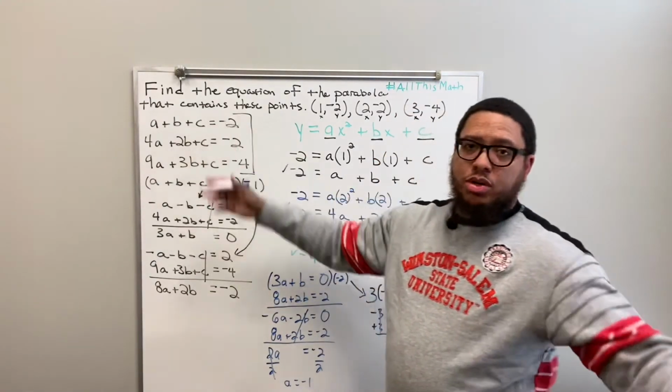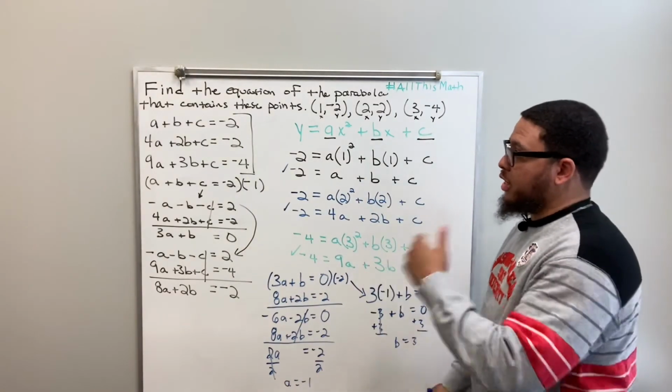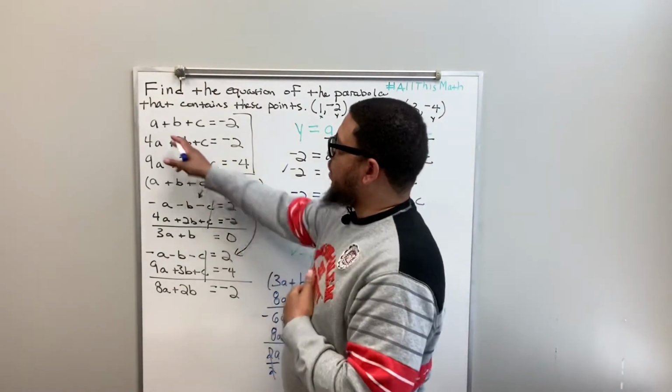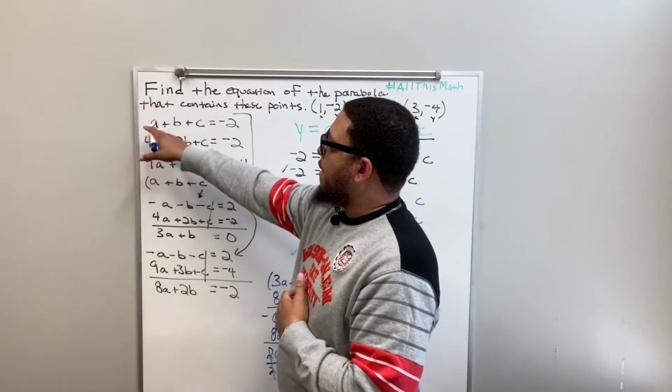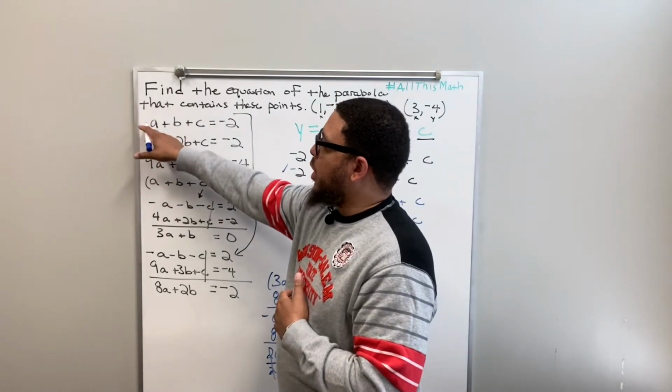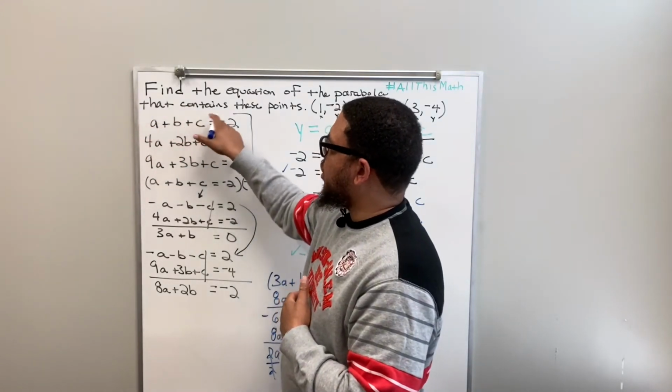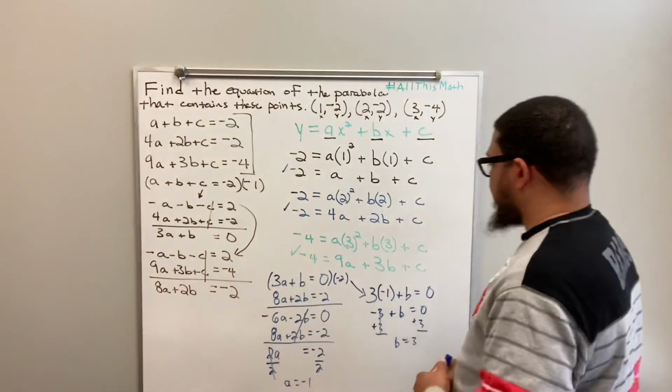I could pick any one of those. It doesn't even matter. I think it's easiest to pick the first one because the first one has the smallest coefficient. So you've got 1a plus 1b plus 1c equals negative 2. I'm going to just use that.